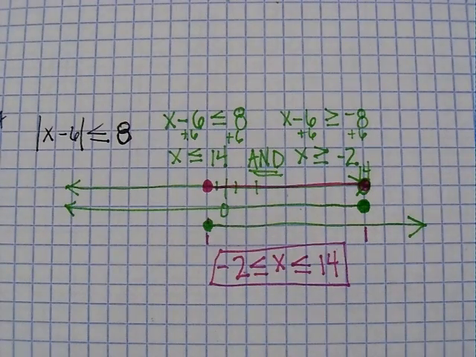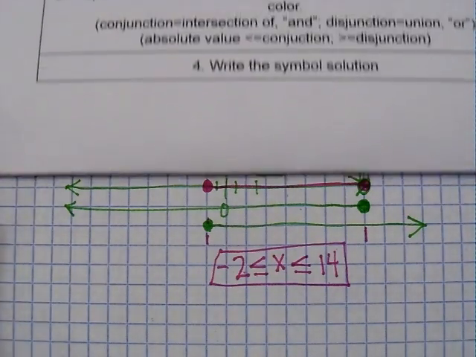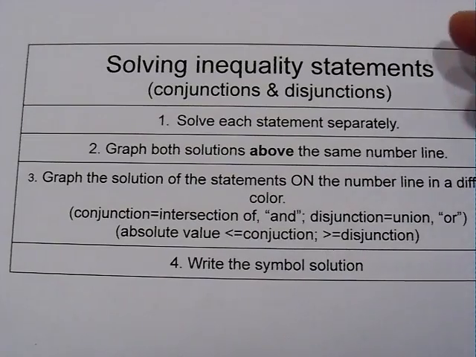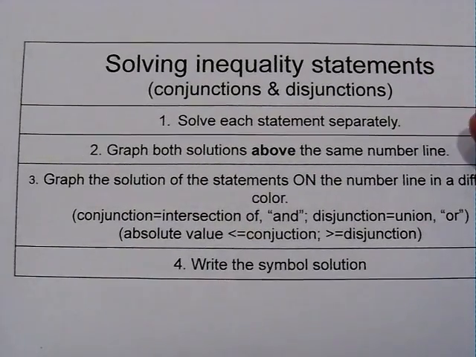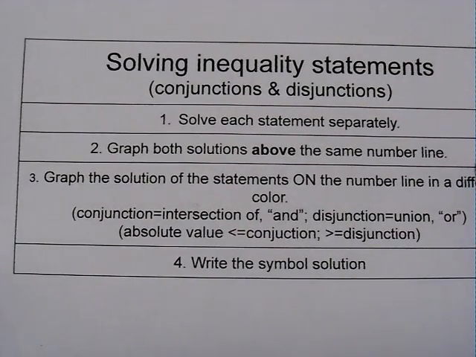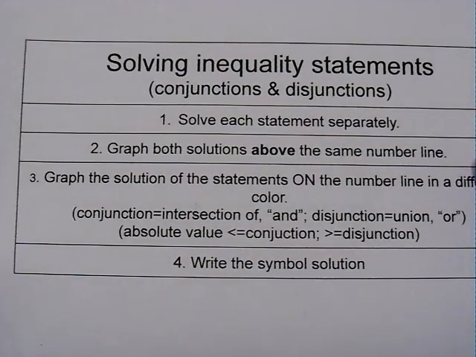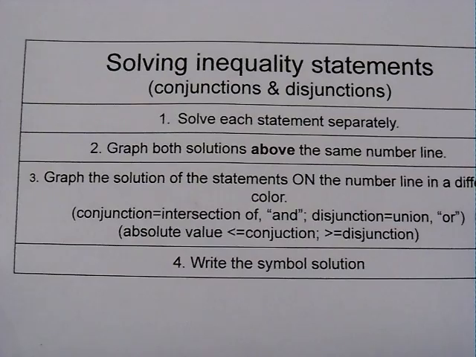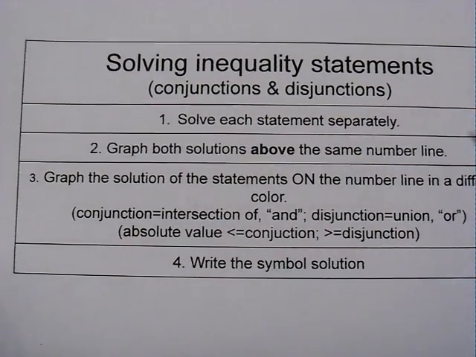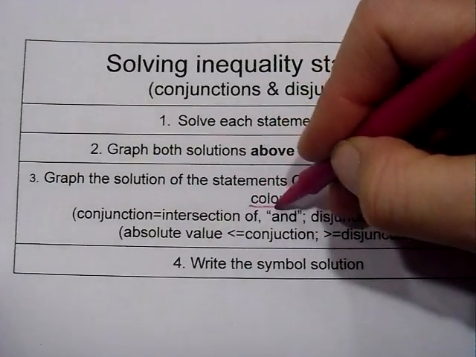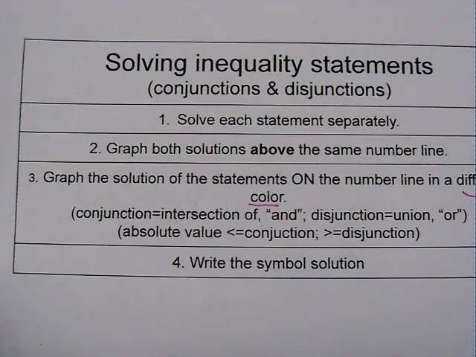Okay, so let's look back over here at our steps. We did each of those steps. First we solved each statement separately. Then we graphed both solutions above. I made the mistake and didn't leave myself enough room. And then we graphed the solution on the actual number line. And we used a different color. Remember to use your different color so it stands out from your number line.